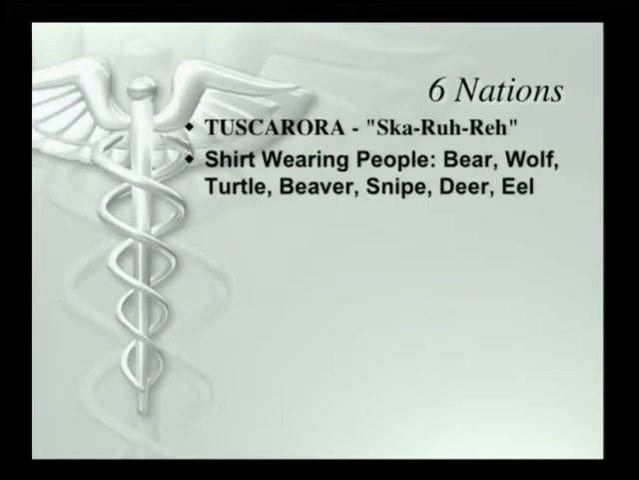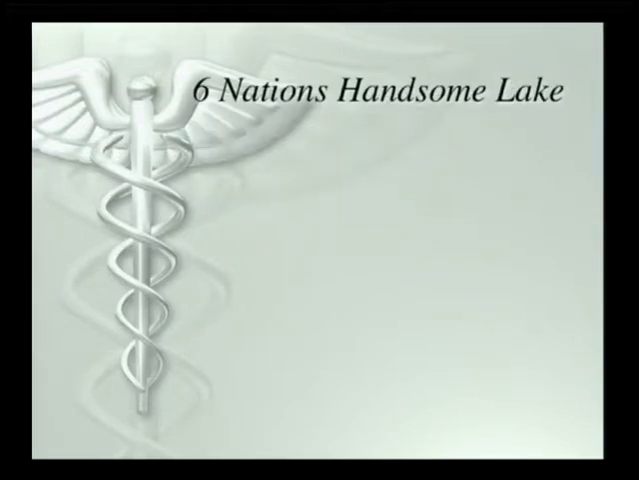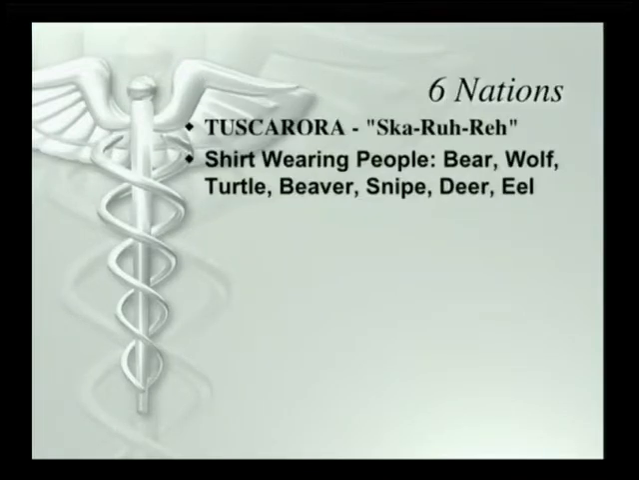And then the Tuscarora, which is the 6th and the last of the original 5. Well, last of the first, it was the 5 nations, and then the Tuscarora were added later. So the shirt-wearing people: bear, wolf, turtle, beaver, snipe, deer, and eel. Yes? And all the various animals, they were all considered to be of equal value? Yes. Didn't matter? Yes.